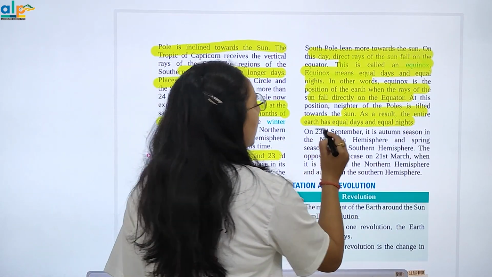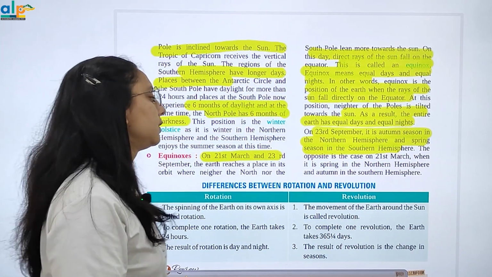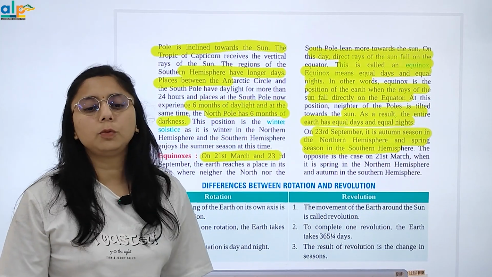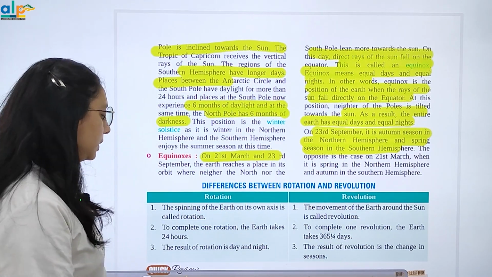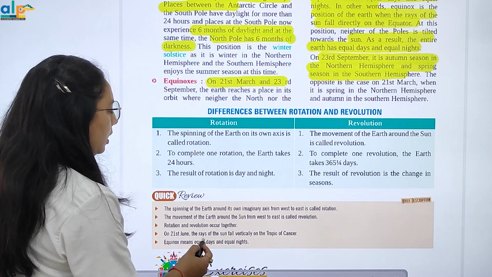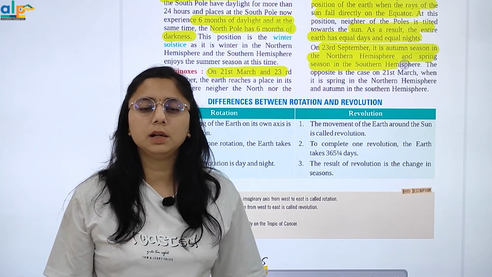On 23rd September, it is the autumn season in the northern hemisphere and spring in the southern hemisphere, which is the opposite of 21st March, when it is spring in the northern hemisphere and autumn in the southern hemisphere. The difference is given; you can study this difference. I have told you earlier in the chapter.